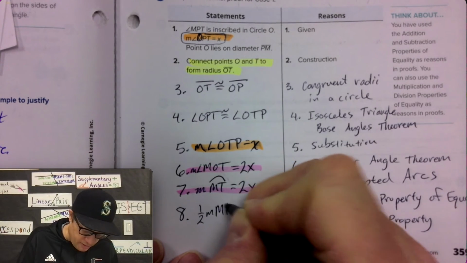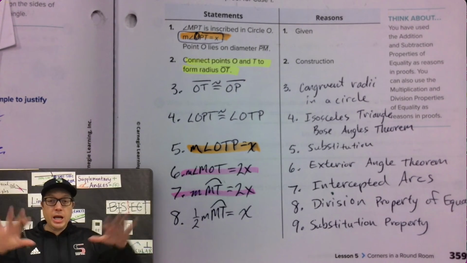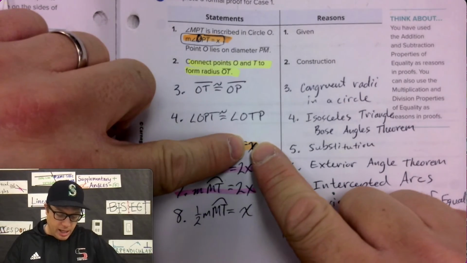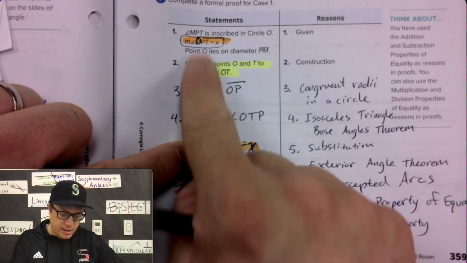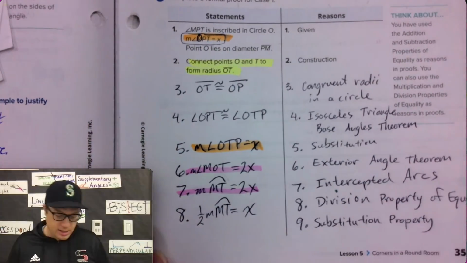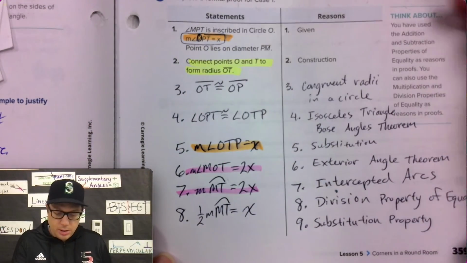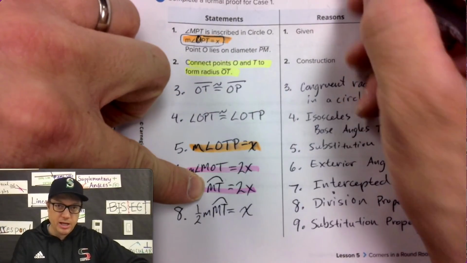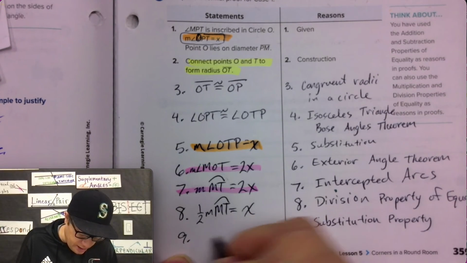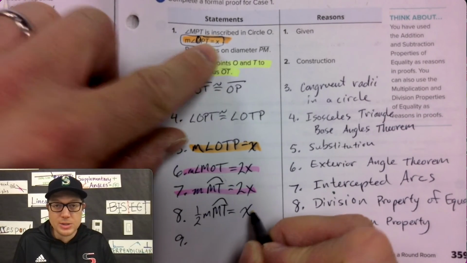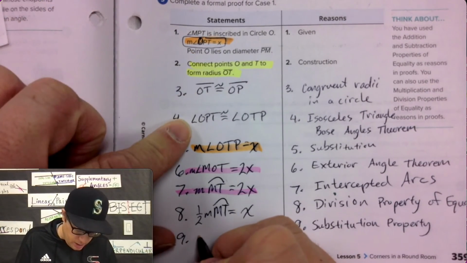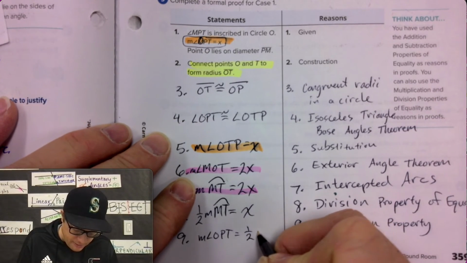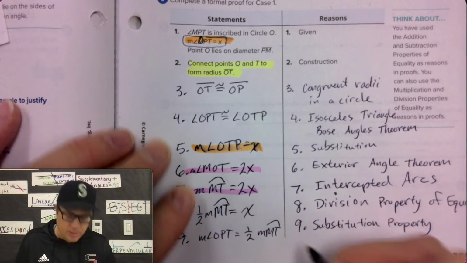Now, last of all, we've got some more substitution because here's an x, here's an x, here's an x, here's an x. That's going to tell us that OPT is equal to half of the intercepted arc. So 9, we're going to replace the x with what it's equal to. The measure of angle OPT equals half the measure of arc MT. We're done.